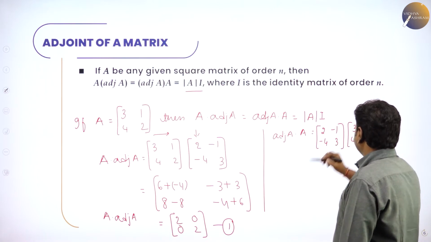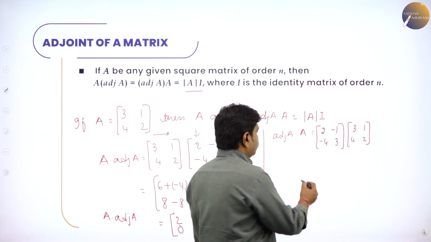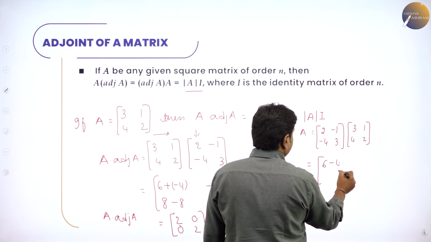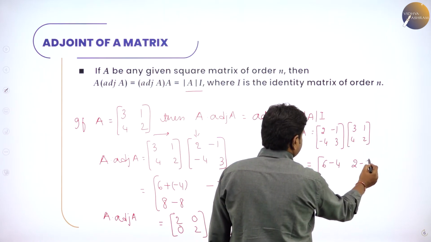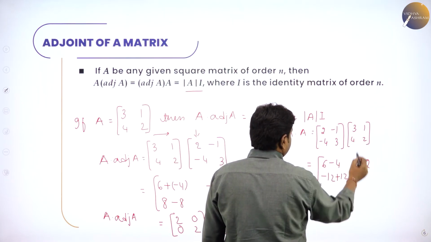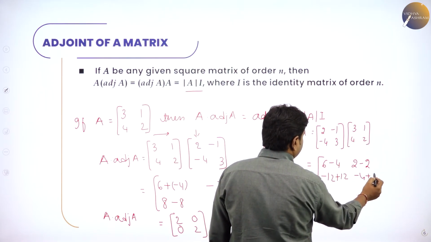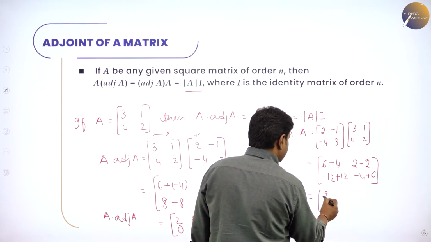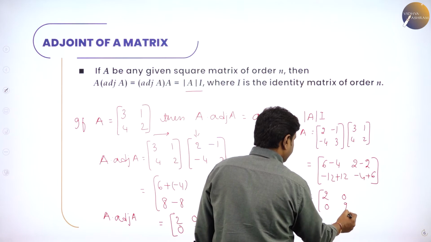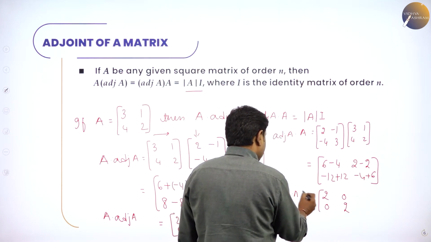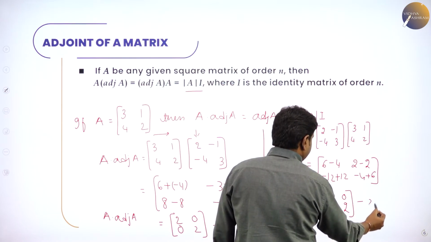Now multiply this. First row with first column, 2 3s are 6 minus 4, and 2 1s are 2 minus 2, minus 12 plus 12, then minus 4 plus 6. You know matrix multiplication. Simplify this, you'll get 6 minus 4 is 2, 0, 0, 2. So this is adjoint A into A. Call it equation 2.